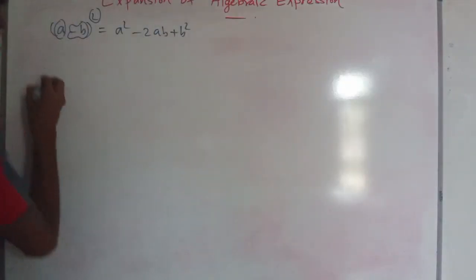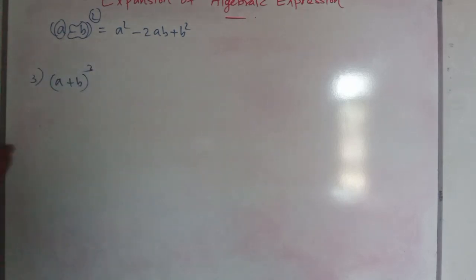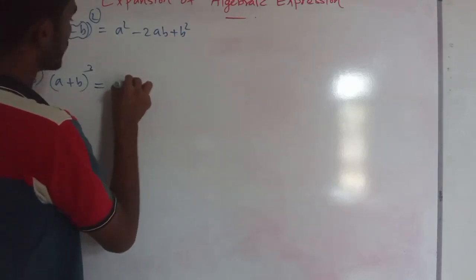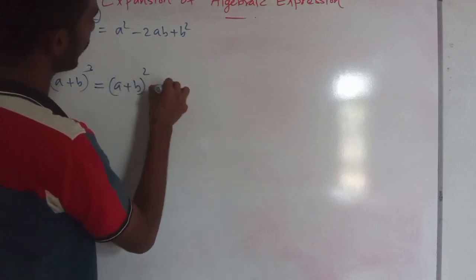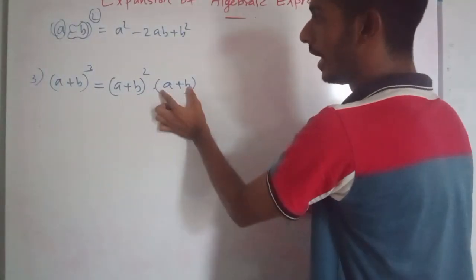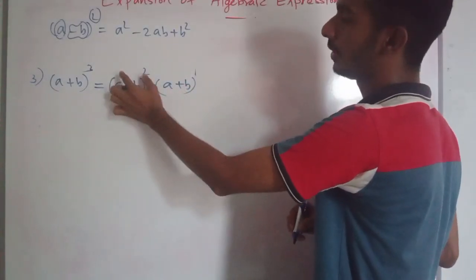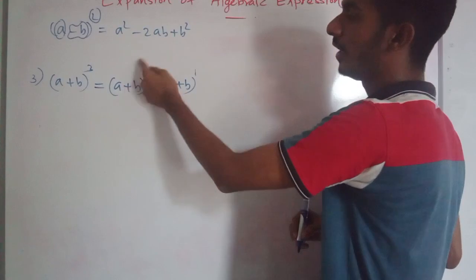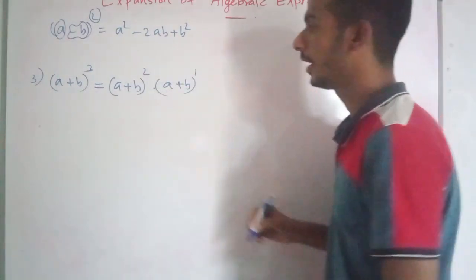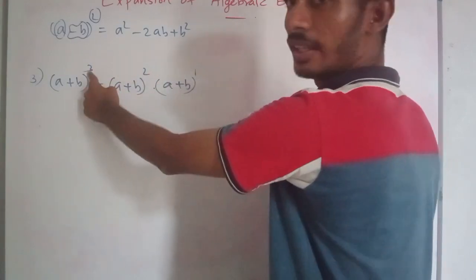Okay. Now third one, (A + B) holding raised to the power 3. Now how can I write this? Can I write it in this way: (A + B) holding square into (A + B). We have already studied the laws of indices also. You see the base is the same. When two indices with the same base are multiplied, we just add the indices, right? So here (A + B) power 2 + 1 will give you 3.